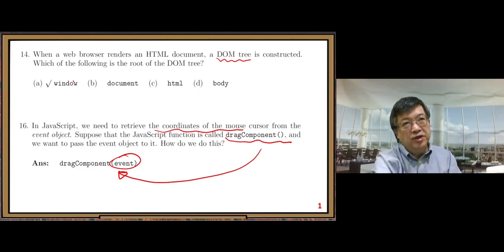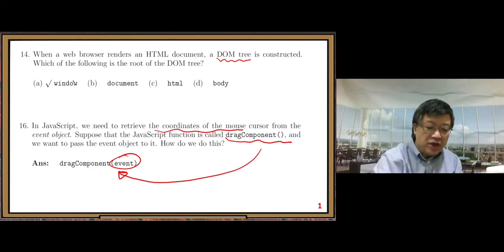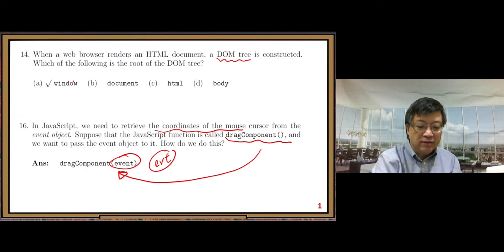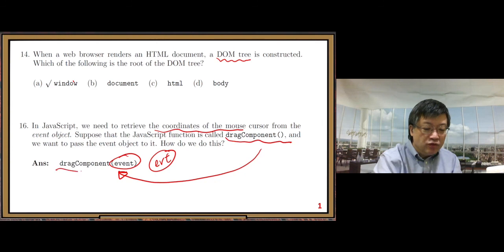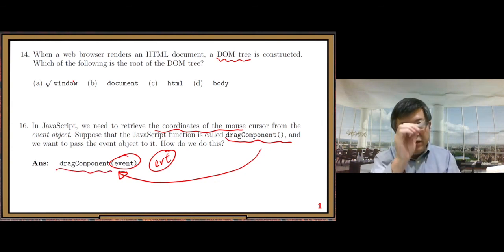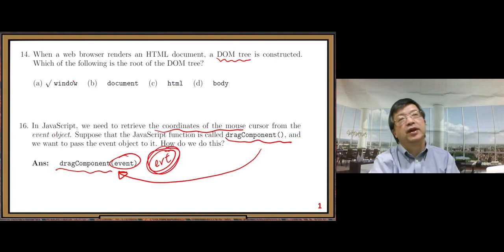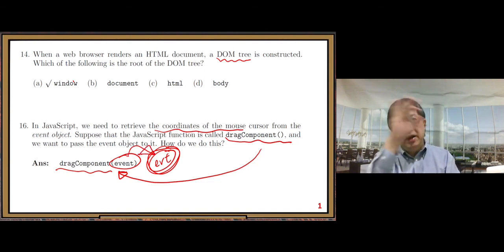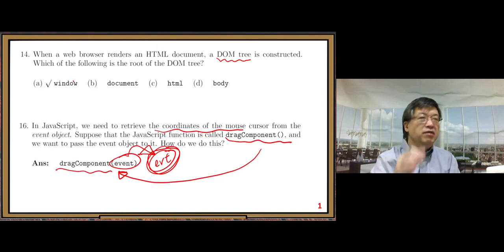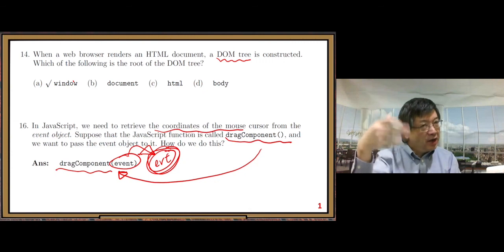In the video, I talked about this. I remember I emphasized you have to use the same spelling, event. You cannot use a different name like EVT. But when you write the definition of the drag component, in that definition you can use EVT, because that's the variable name. This event will be copied to that EVT. So inside the definition, you can use EVT.clientX and EVT.clientY to get the XY coordinates.